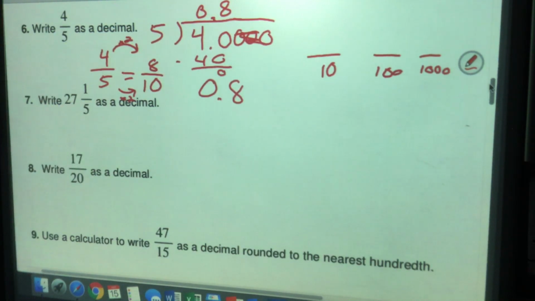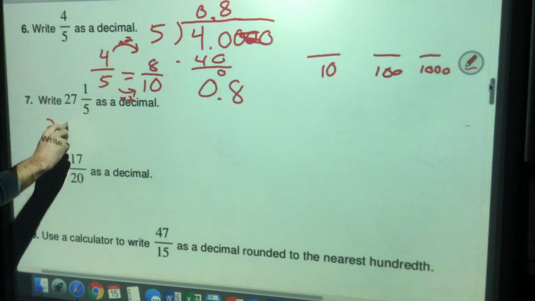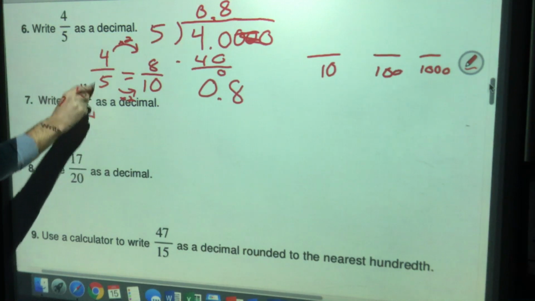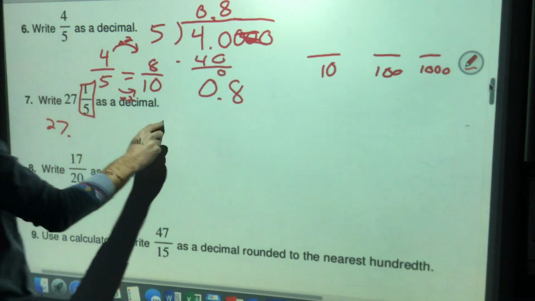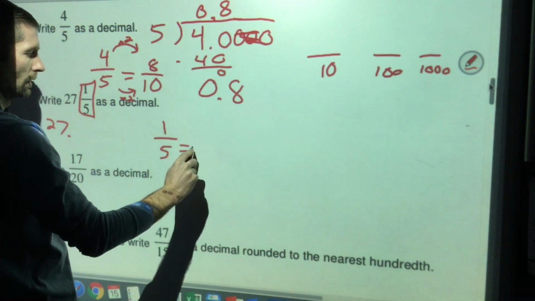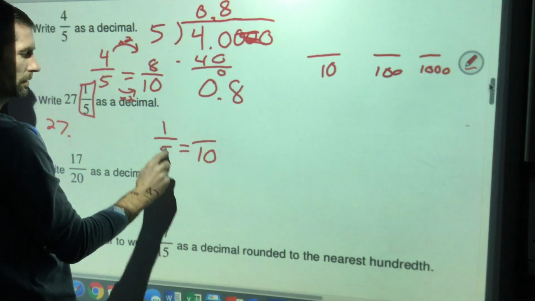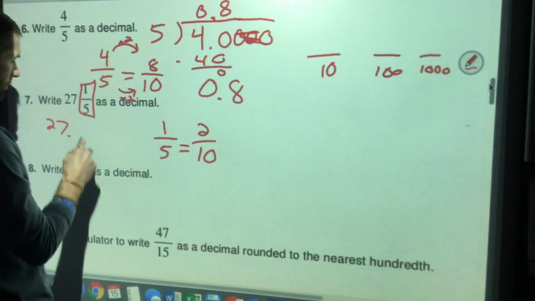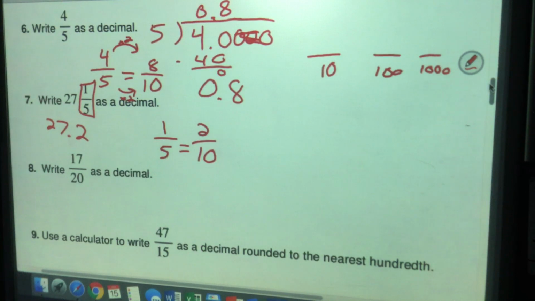27 1/5 as a decimal. Okay, so we know it's going to be 27. Now we just have to figure out what this 1/5 is. I'm going to do it the same way. 1/5 to tenths. 1/5 is the same as 2/10. So it's 27.2.